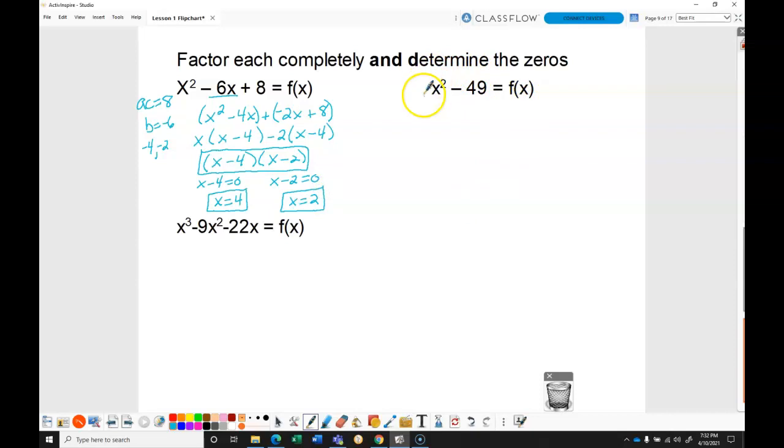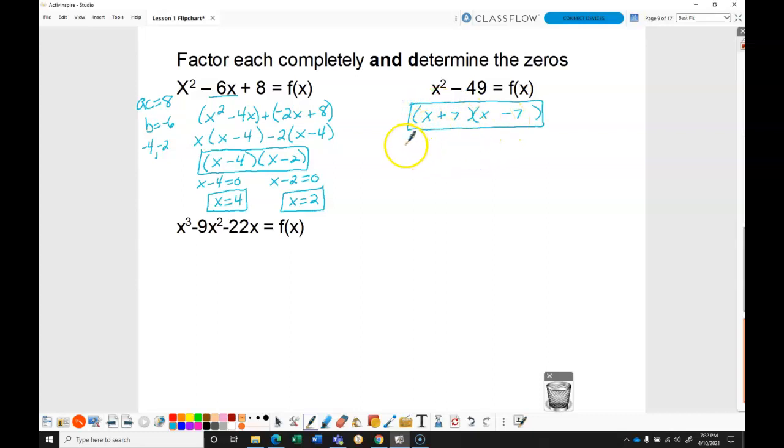The second one here, I noticed that it is the pattern of the difference of two squares. So I know that is always going to work out to get me two factors. One has a plus sign, one has a minus sign. And the first term in both is the square root of x squared, so it's just x. And the last term in both is the square root of the 49, so that's 7. Okay, so there's my factored form. If you recognize that pattern, it's a nice little shortcut.